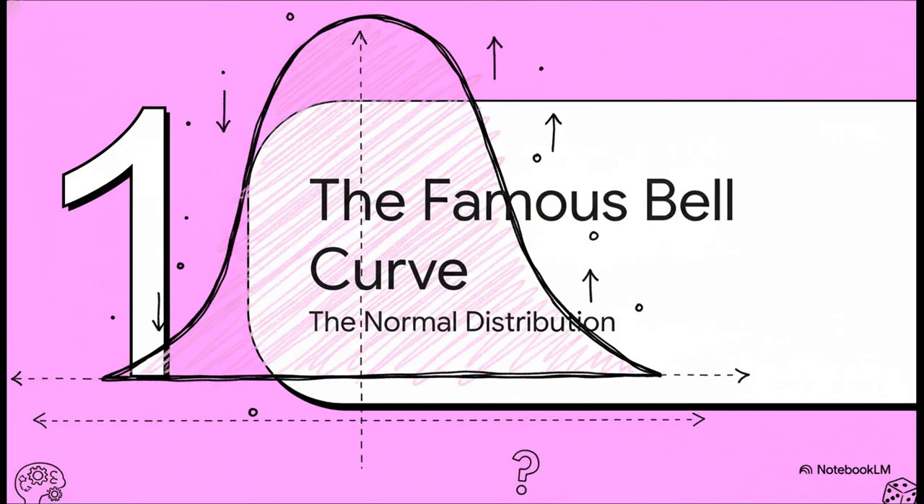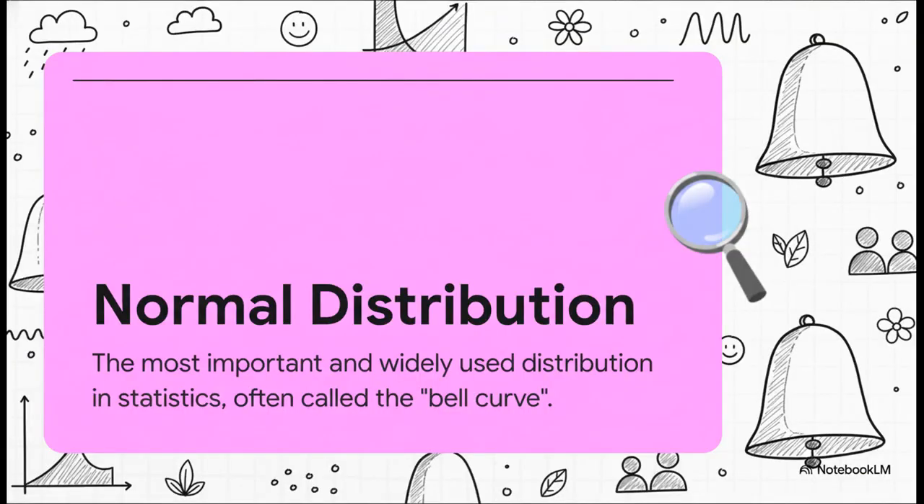Okay, so let's start with the undisputed superstar of statistics, the one you've for sure seen before. I'm talking about the famous bell curve, or as it's officially known, the normal distribution. This one's called the most important and most widely used distribution in statistics for a reason. Its nickname, the bell curve, comes from that unmistakable symmetrical shape. And you find it pretty much everywhere in nature and in data.